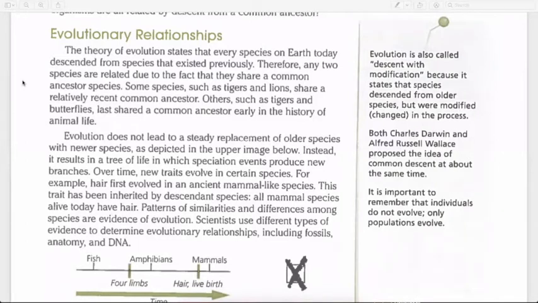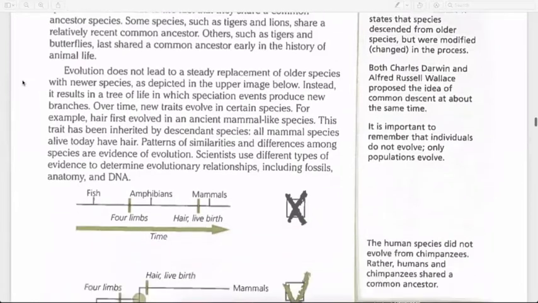That means lions and tigers are closely related. Their shared ancestor, they both came from the same species not too long ago. Where tigers and butterflies, theoretically, came from a shared species. They came from the same species of animal a very long time ago. The longer ago it is, the more time there is for change. That's why they're very different.